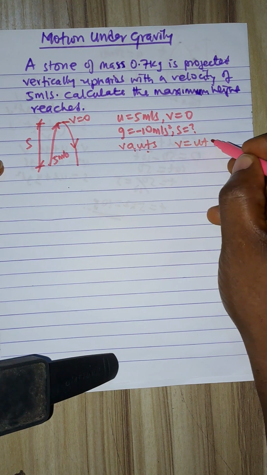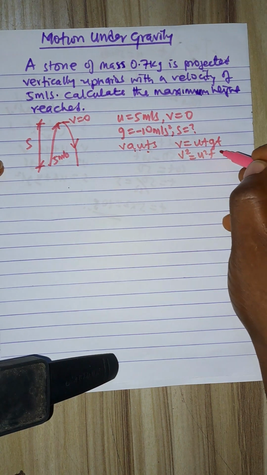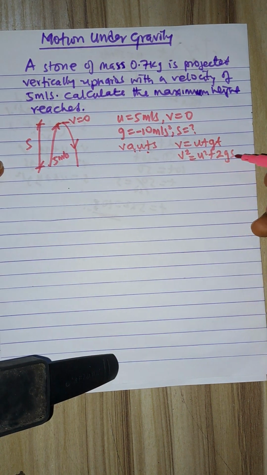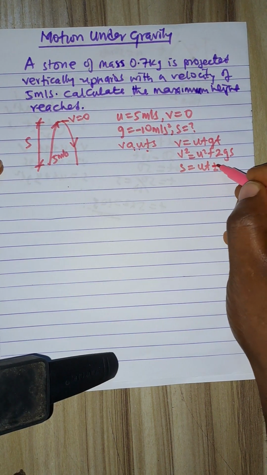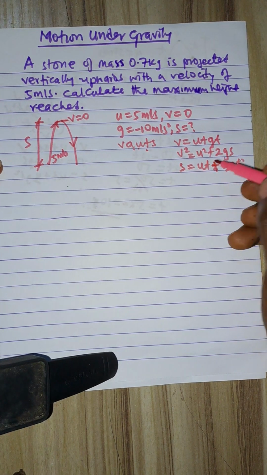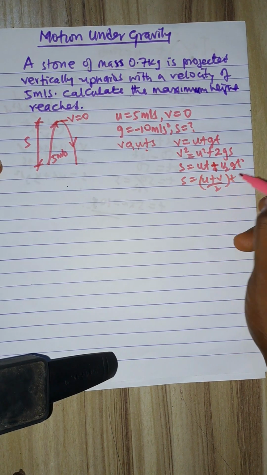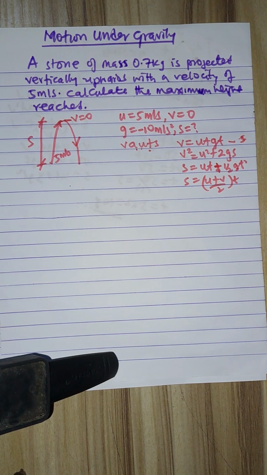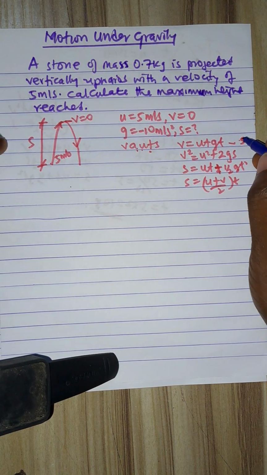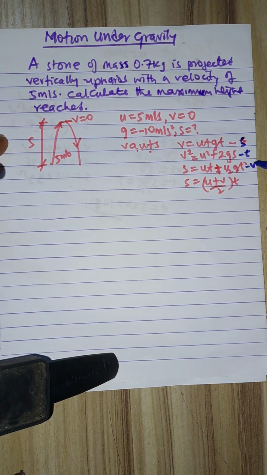This is V equals U plus GT, because of gravity. Another one is V squared equals U squared plus 2GS, because of gravity. Another one is S equals UT plus half GT squared, because of motion under gravity, where A becomes G. And the other one, which does not have G, is this. Now, you can see this first equation does not contain S. The second equation does not contain T. The third equation does not contain V. And the fourth one doesn't contain S.